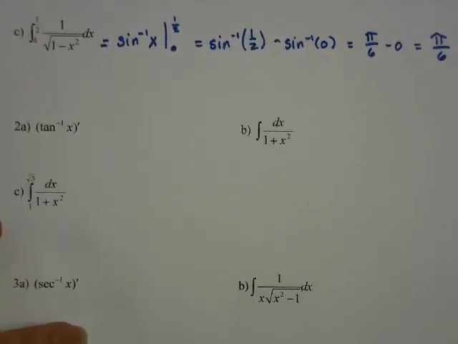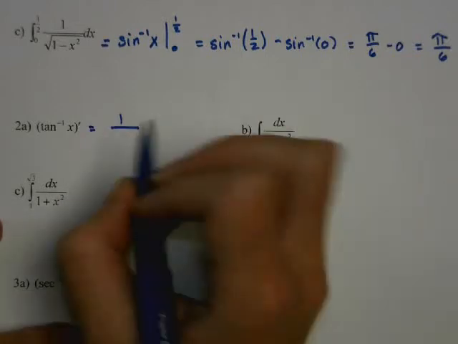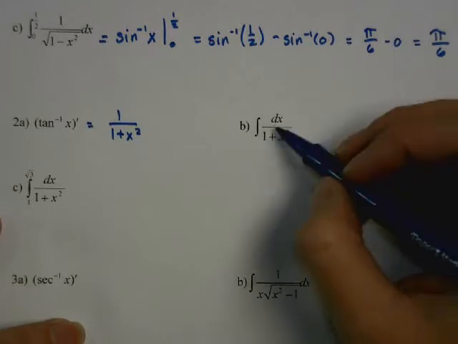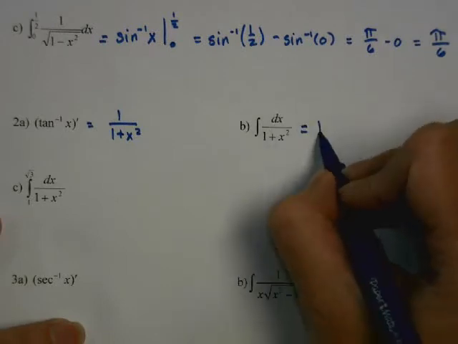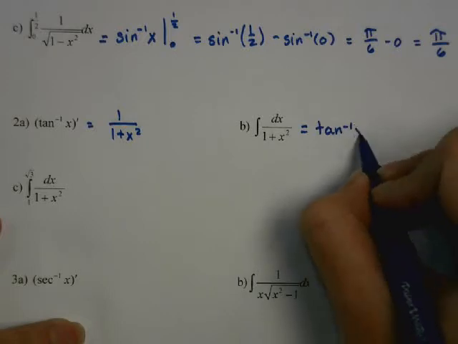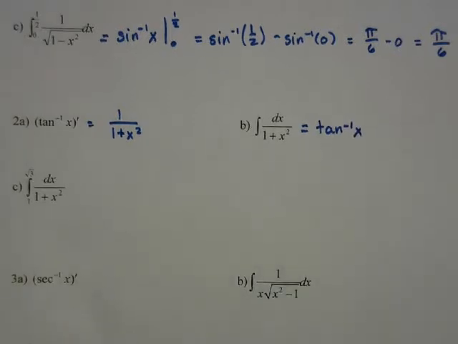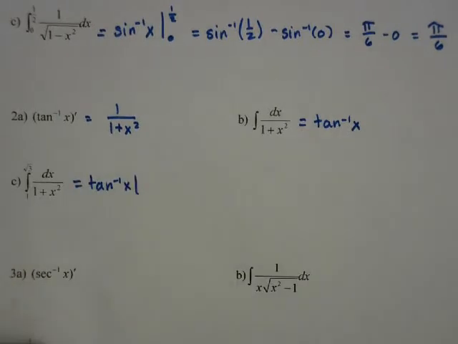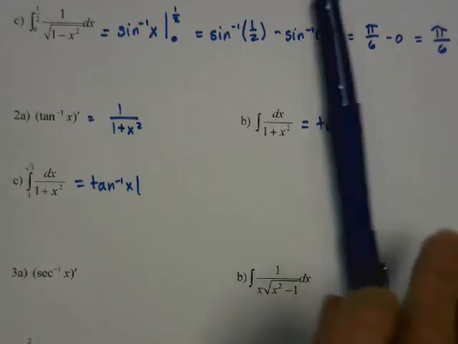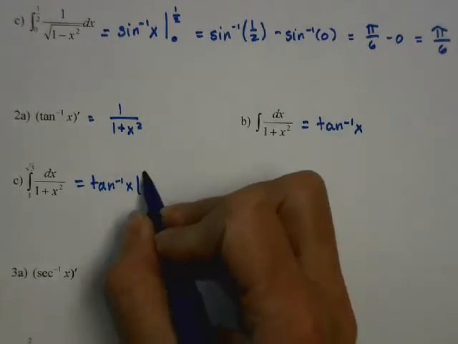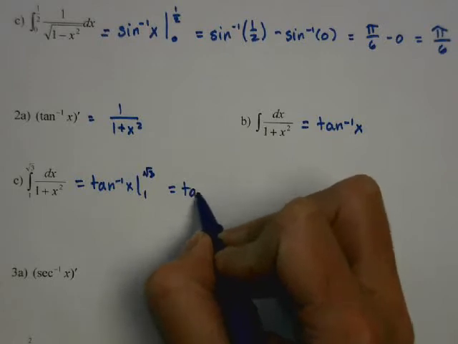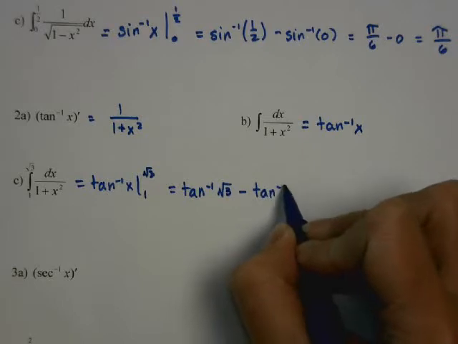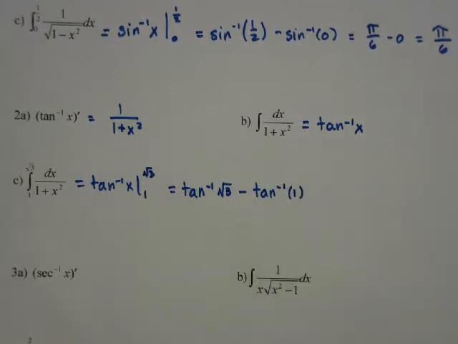The derivative of tangent inverse is 1 over 1 plus x squared, or x squared plus 1. It can go in either order. So the integral of 1 over 1 plus x squared is tangent inverse, and we've seen this one a couple of times already. So for this one, we have the tangent inverse evaluated from 1 to root 3. So we have tangent inverse of root 3 minus tangent inverse of 1.